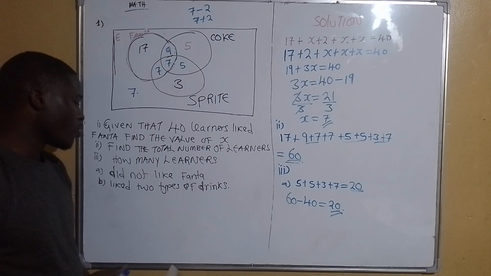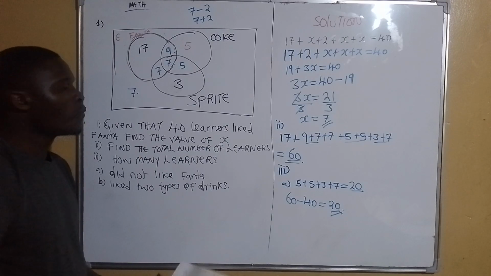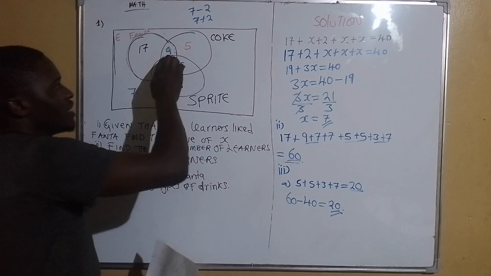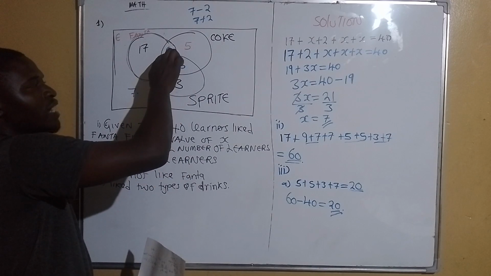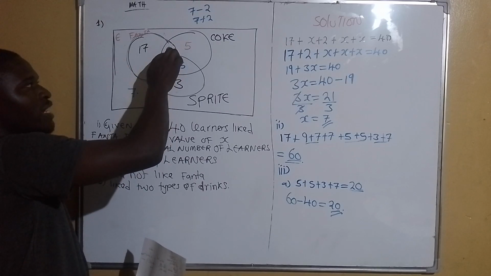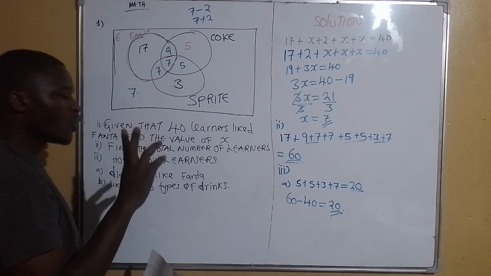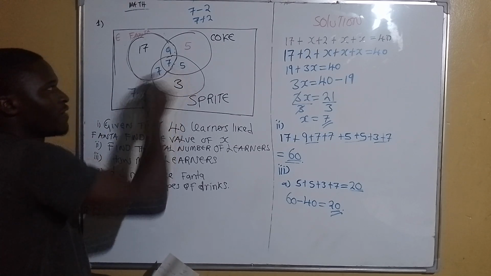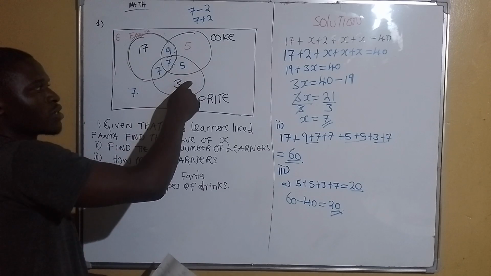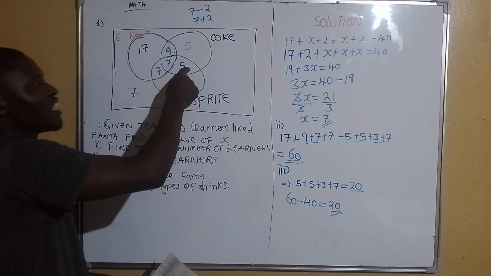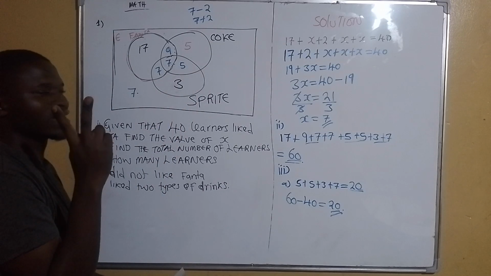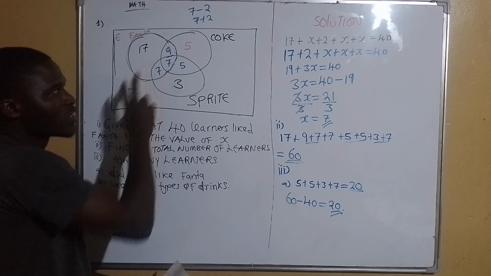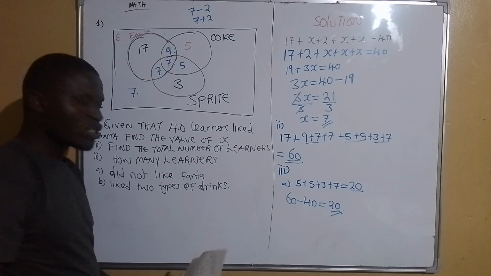And then here we have liked 2 types of drinks. How many learners liked 2 types of drinks? So you look at the intersections here. So 9 is between Fanta and Coke. So 9 learners liked Fanta and Coke. So these are the learners that liked 2 types of drinks. Even here 5. 5 liked Coke and Sprite. So these 5 liked 2 types of drinks. Even here 7. 7 liked Fanta and Sprite. So these 7 liked 2 types of drinks.